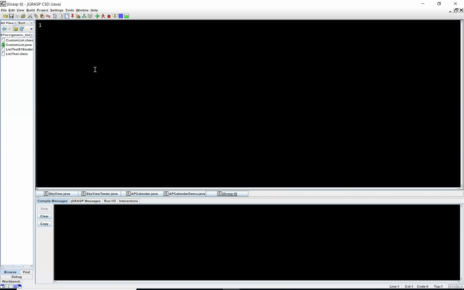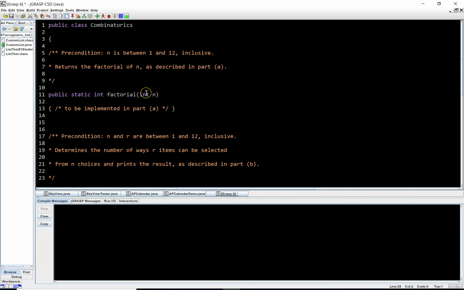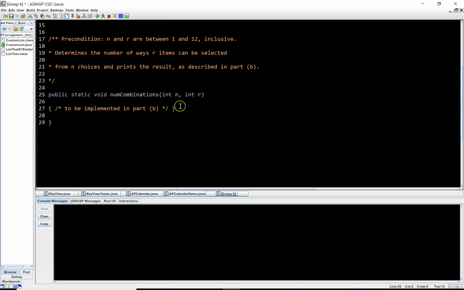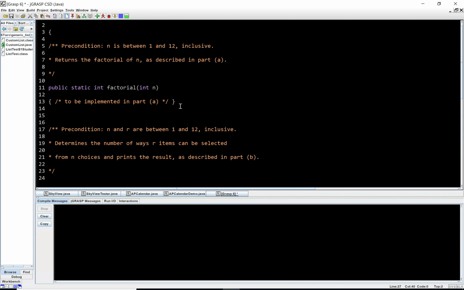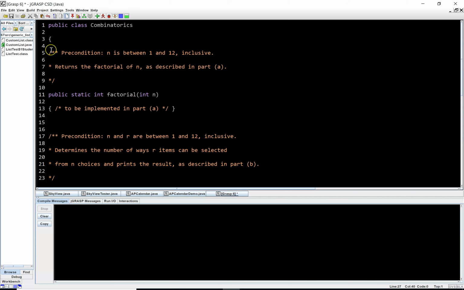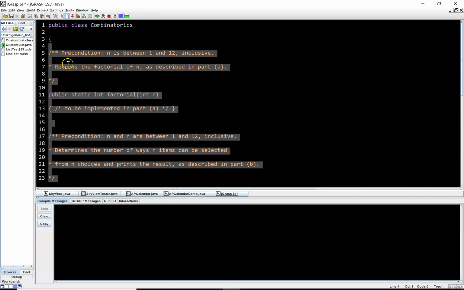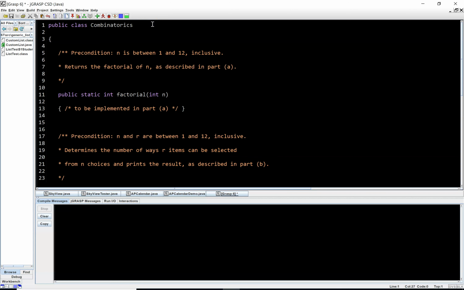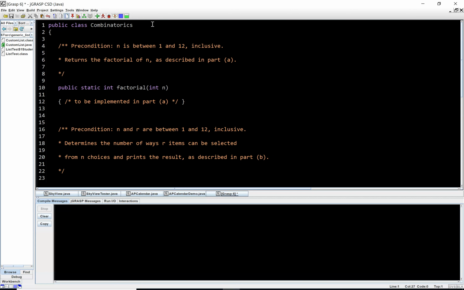Unlike the AP calendar class, I haven't coded this one, but it's actually a very simple class, and so I'm going to be coding here in real time. I'm not going to be copying and pasting code from before because I haven't done this problem yet.